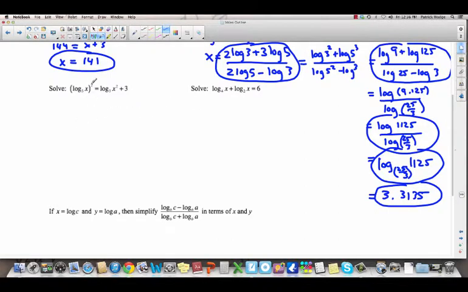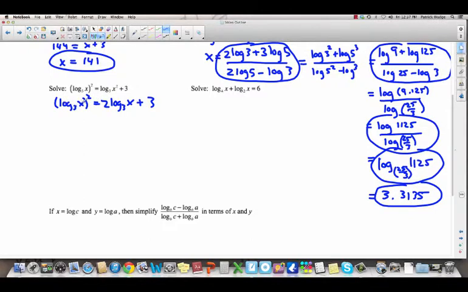Alright, next, here's an interesting one. This is not a 2 that can scuttle off to the front, right? This 2 can scuttle to the front, the power law, but you can't use the power law here because the whole thing is squared. So let's keep that the same. The base 3 log of x, all squared, equals, let's scuttle the 2 over, 2 times the base 3 log of x plus 3. Now, if you look at that just a little bit, do you see that this is actually a trinomial that you can factor?